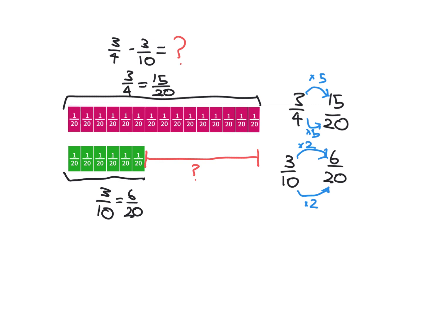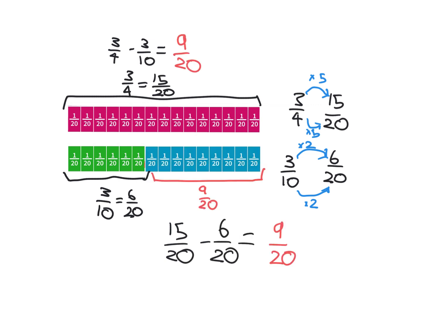Now we can see that we have partitioned each fraction into equal-sized parts. So now these fractions have like denominators, since the parts of each fraction are the same size. We can now compare the number of parts that each fraction has, or the numerators. To find the value of this area, we start with 15 parts and take away 6 parts, leaving us with 9 parts, each sized 1/20 of the whole. So 3/4 minus 3/10 is 9/20.